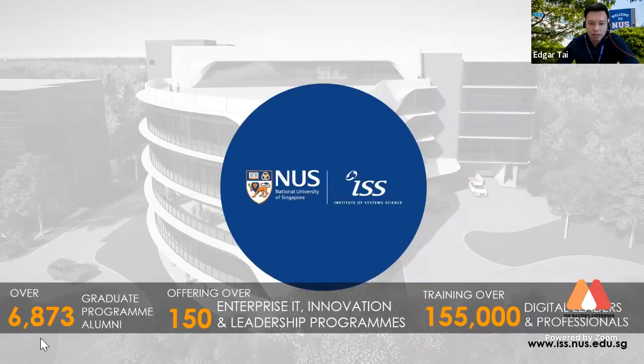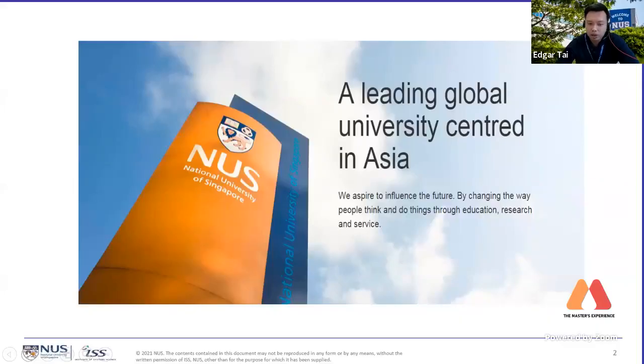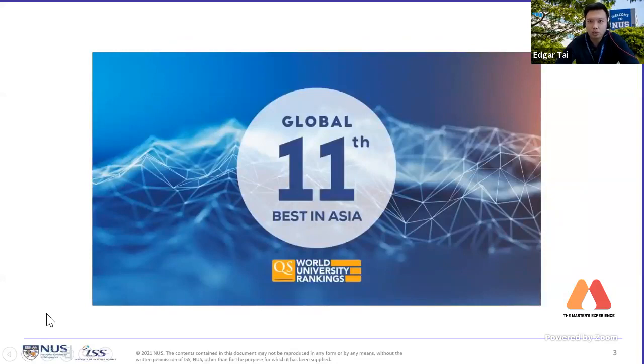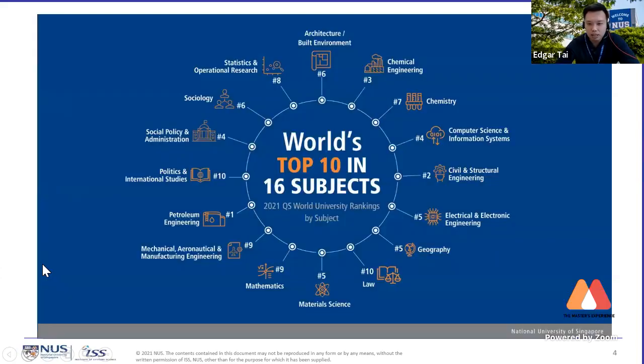Okay, so for NUS ISS, we are a part of NUS. And as you know, NUS is currently the number one university in Asia, and we're ranked 11th globally. What's more important is that for computing and computer science and information systems, NUS is ranked 4th in the world. So the quality of education that you get here is definitely very, very high.